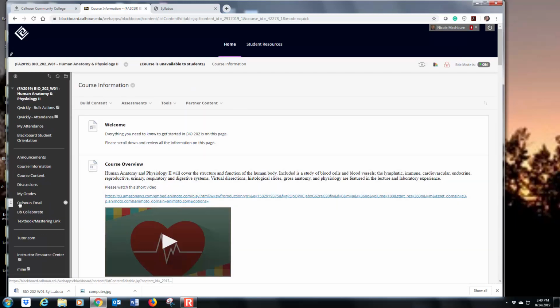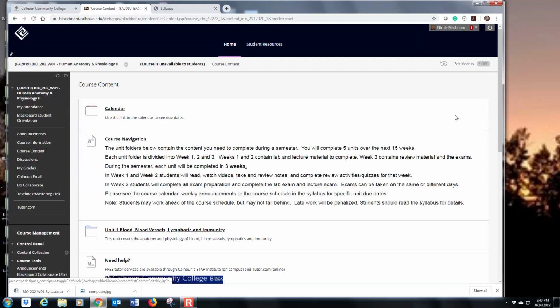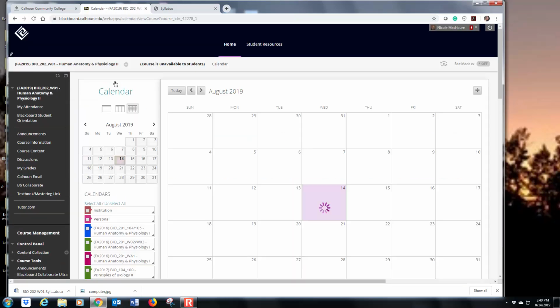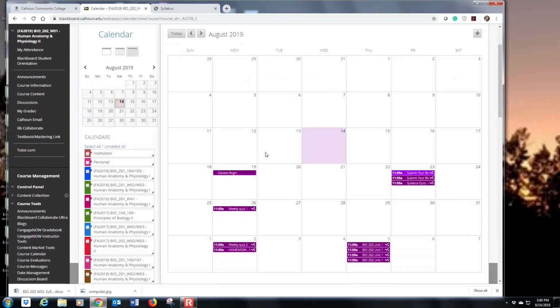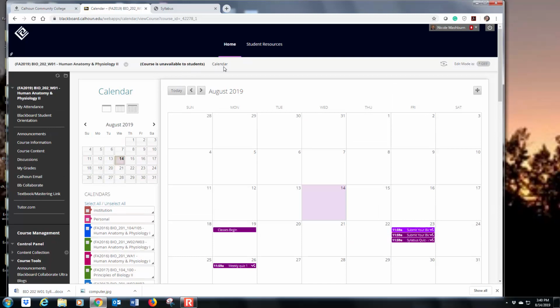All right. So once you've taken your syllabus quiz, you've looked through all the course information, the stuff you want to know is in course content. What you're going to see is a calendar. I try to make sure that everything that's due shows up in your calendar, so all your stuff, so you can look ahead and see that.